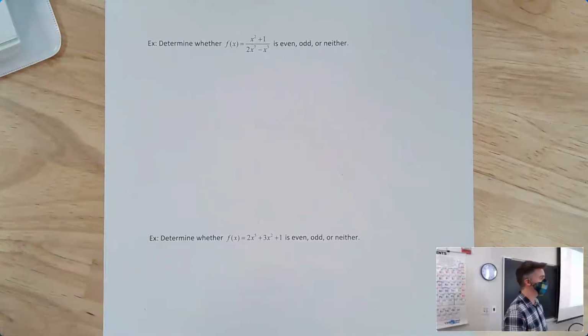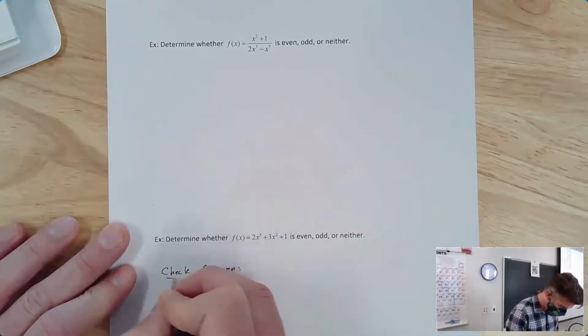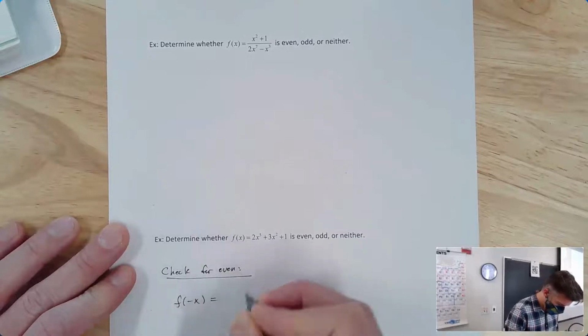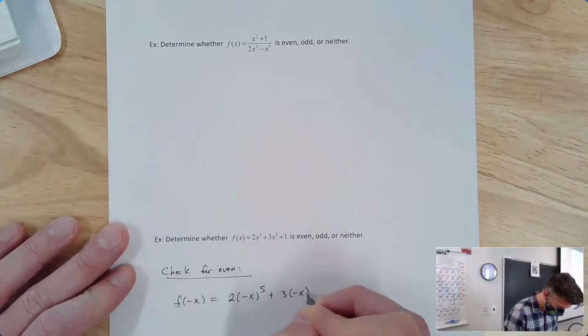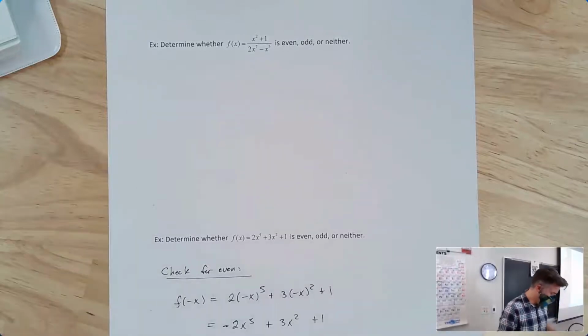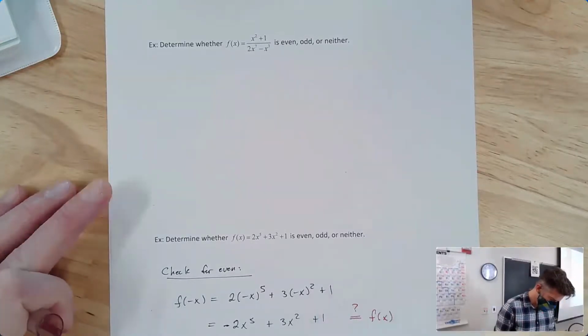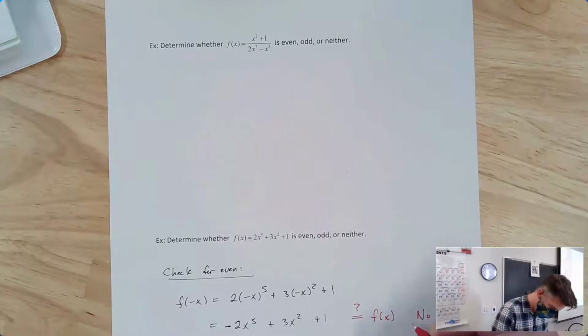So here's the process, because we don't know. Lots of functions are even, lots of them are odd, but lots of them are neither. So here's what I would recommend doing. First, check for even. So I'm going to look for f of negative x. It's 2 times negative x to the 5th plus 3 times negative x squared plus 1. Simplify it. That's going to be a negative 2x to the 5th plus 3x squared plus 1. And then ask yourself, does this equal the original function? No. So it's not even.